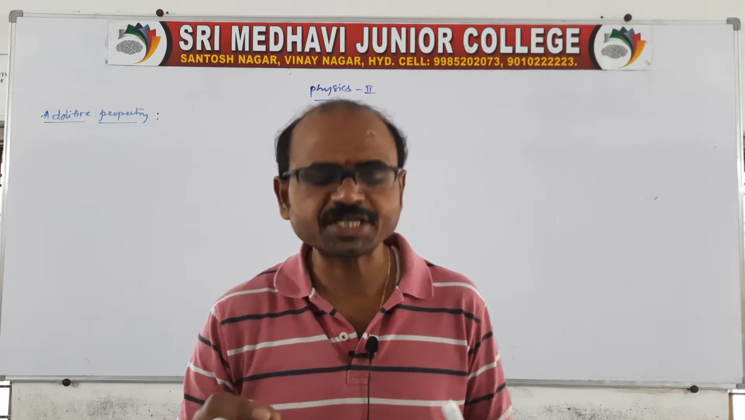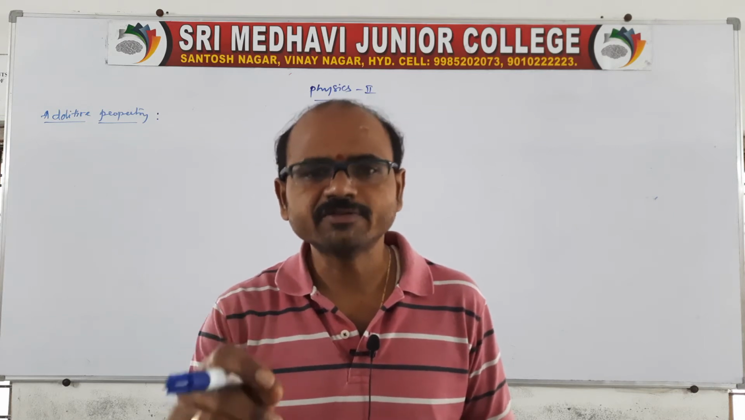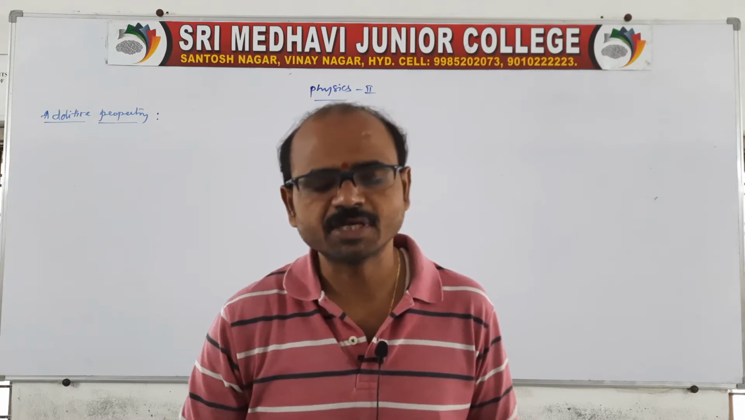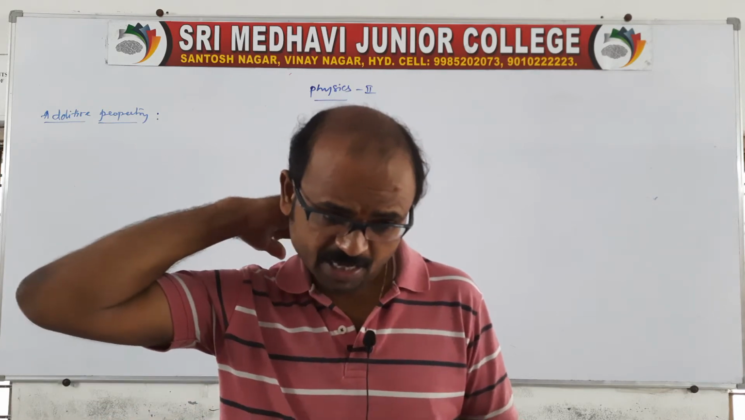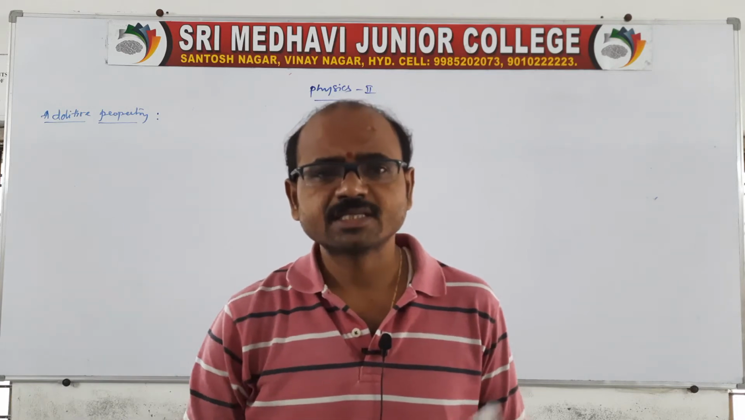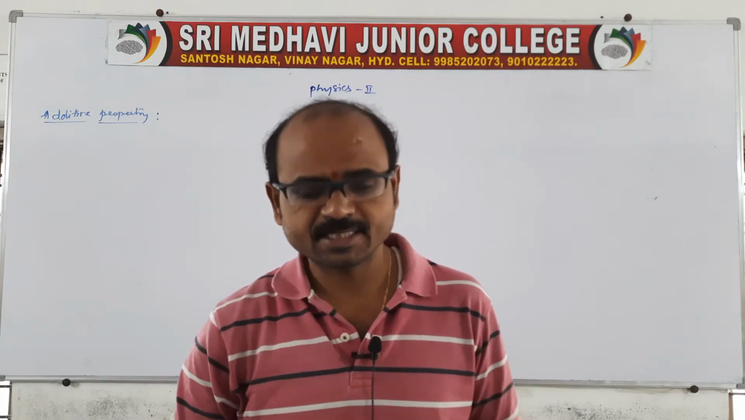And quantization means the total charge of the system is equal to an integral multiple of the electron charge. If a system contains some number of electrons, n is the number of electrons, and e is the charge of an electron, 1.6 into 10 power minus 19 coulombs. That we should remember, right? And coming to the next one. So this is what we discussed in the previous class.